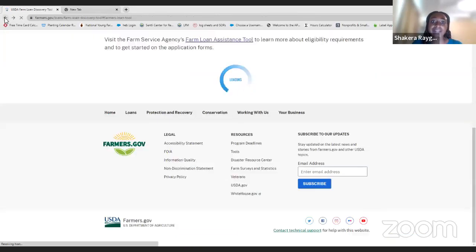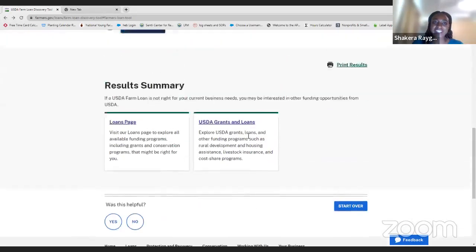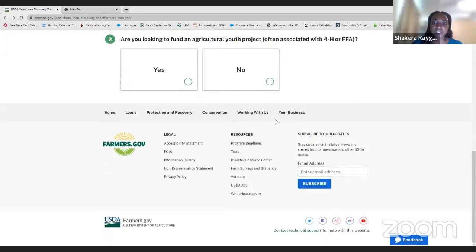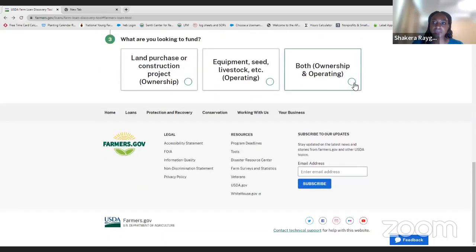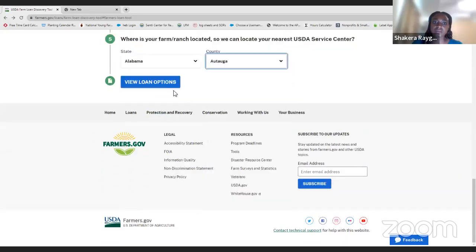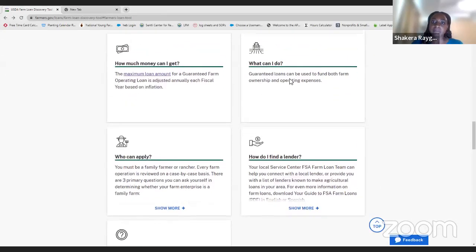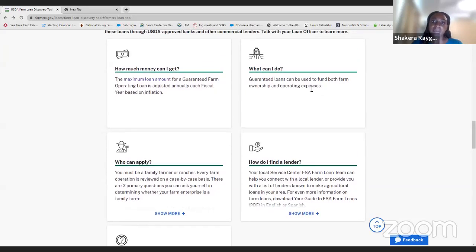Let's see if it'll let me go back. We're going to have to go through it again. We'll be quick. Let's see. All right, so it asks you what you can do with the loan. You can use it for the same uses: buying land, buying equipment, basic supplies, even for labor, for your staff, but also for family living expenses for that year.